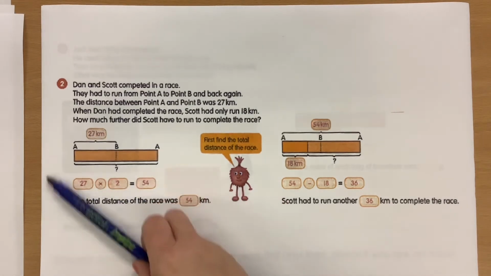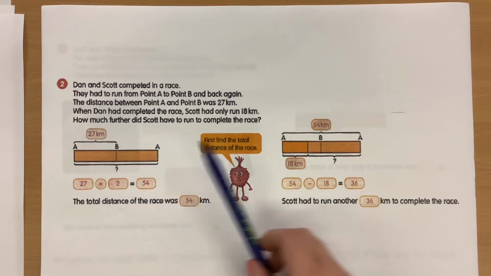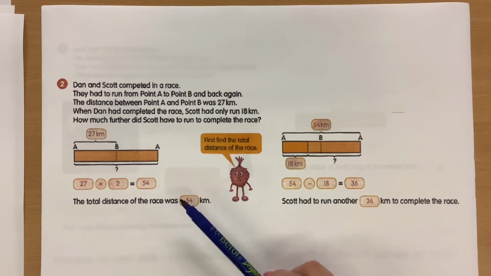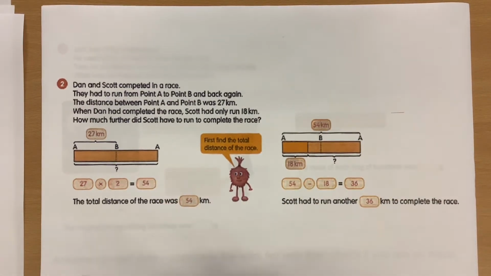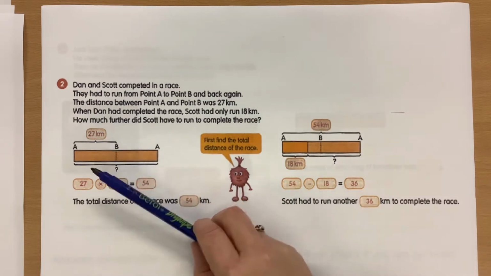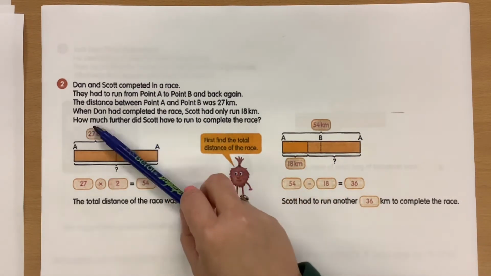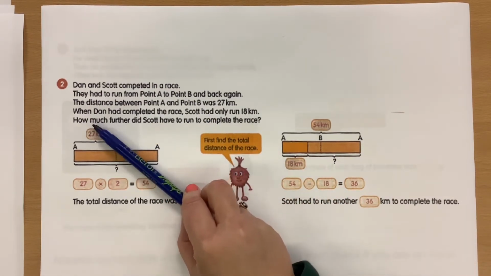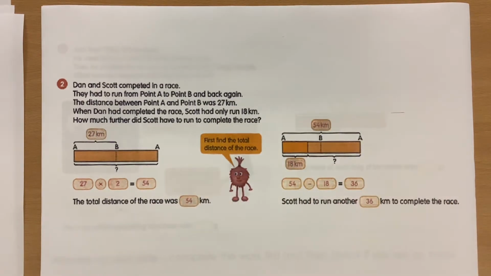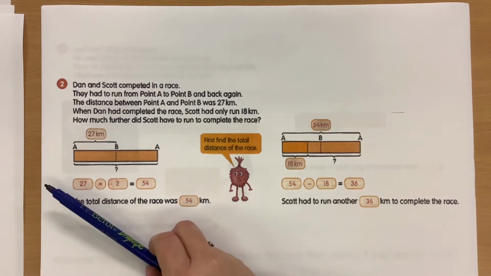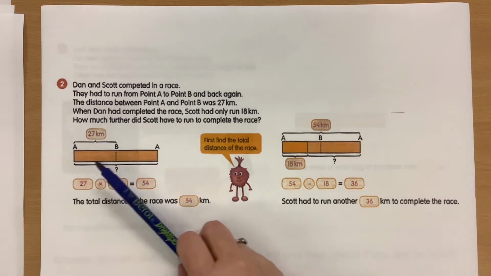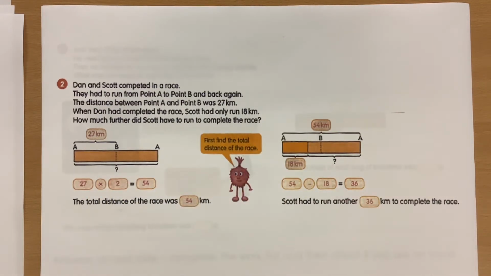But we had to carry out this part first to work out the total distance of the race. That's why this was a two-step word problem. And hopefully you were able to see why we needed to carry out this in order to be able to work this out. You can always pause the video, you can rewind and listen to it again and go through the workings if you're not sure about that.